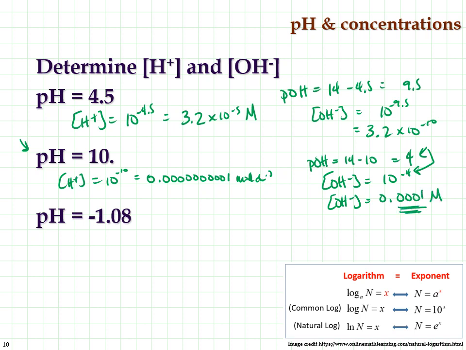Notice that this concentration is much, much, much greater than this concentration, which is why the pH is greater than 7. It's why it's a base.